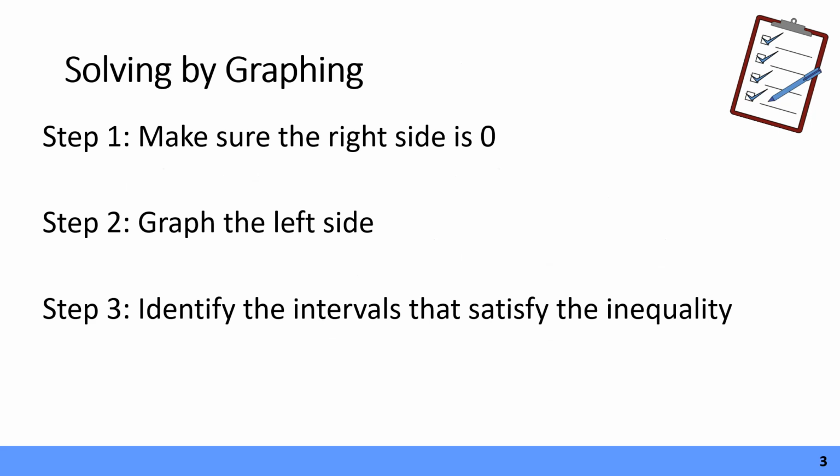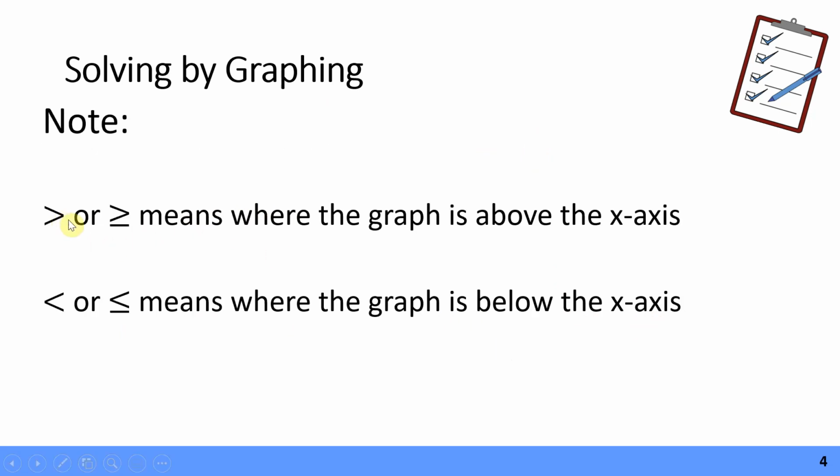by graphing. So what we're going to do is step 1, we have to make sure always that the right side is a 0. Once the right side is a 0, then we're just simply going to graph whatever we have on the left side, which in these problems are going to be rationals. And then we're going to have to identify the intervals that satisfy the inequality. So if we have a greater than or greater than or equal to symbol, it represents where the graph is above the x-axis. A less than or less than or equal to represents the interval where the graph is below the x-axis.